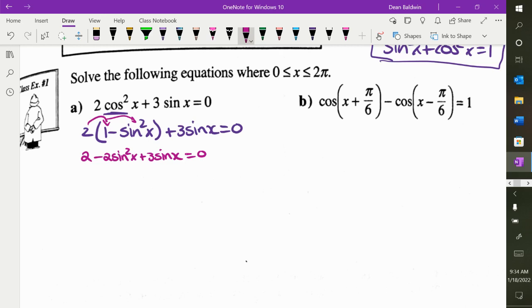Let's manipulate it first because I don't want this negative 2 sine squared. That's kind of ugly. So I'm going to move everything to the other side or multiply through by negative 1, because I want to flip all the signs. I want this to be positive 2, okay? So I'm going to get 0 is equal to, okay, so I have that.